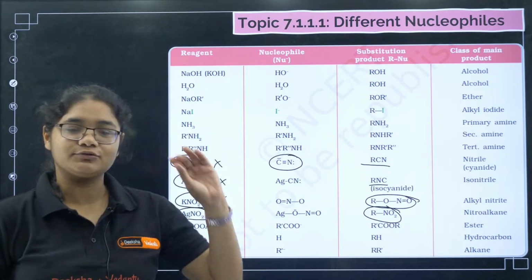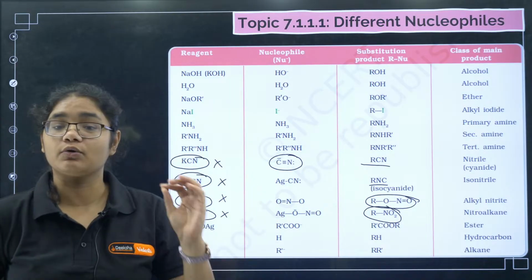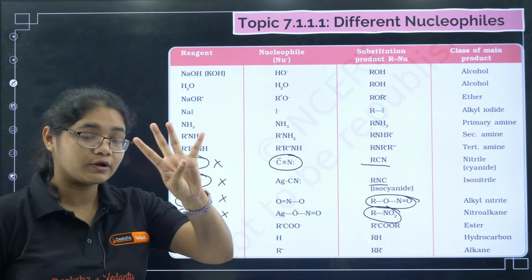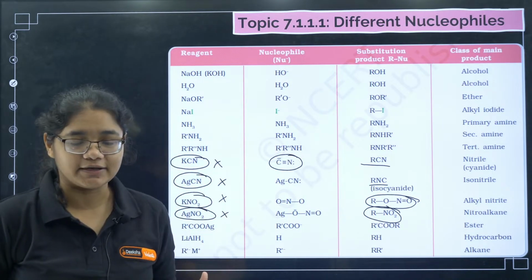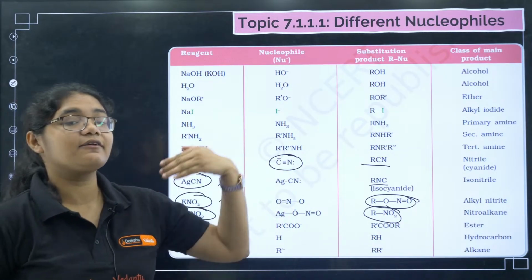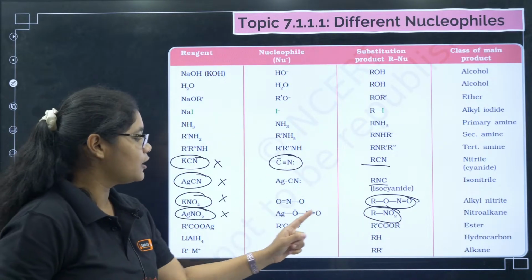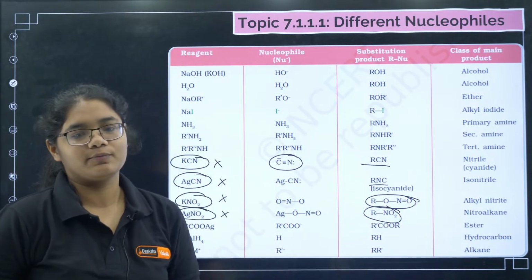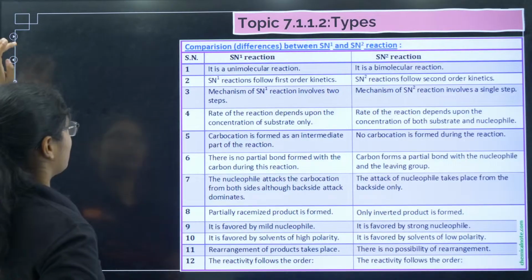Students, this is very, very important. I want all of you to sit with a notebook and a pen and note down these things. These are four reagents that everybody should remember. Let's revise once again. KCN will give me RCN, AgCN will give me RNC, KNO2 will give me RONO, AgNO2 will give me RNO2. I hope this is clear to all of you. Let's move forward.